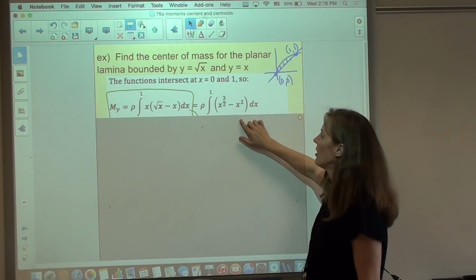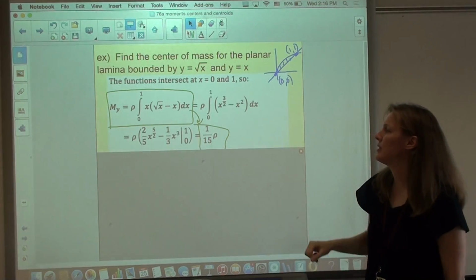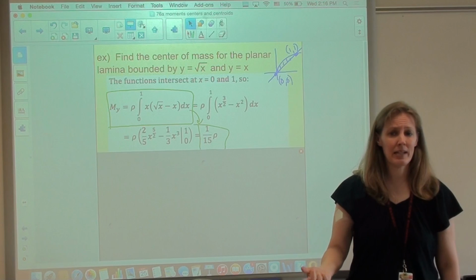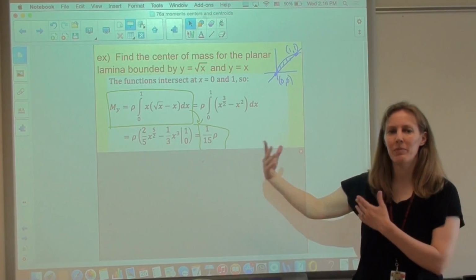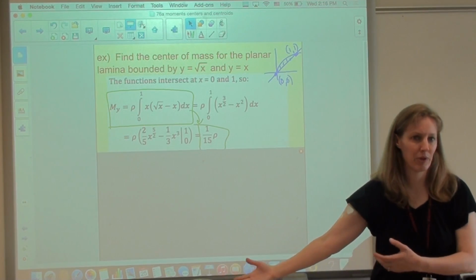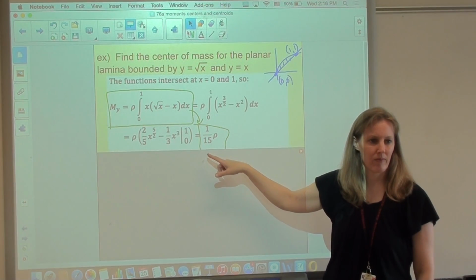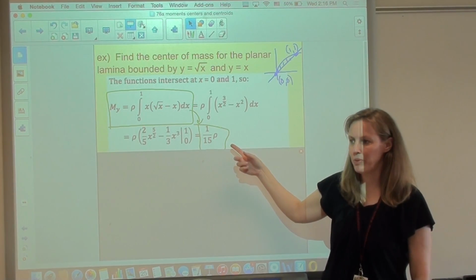For the first, I'll show you the moment about the y-axis. I kept the densities in just for demonstration purposes, to show you that later on they will cancel. So you should have just gotten 1/15. I got 1/15 rho, that's what we have.